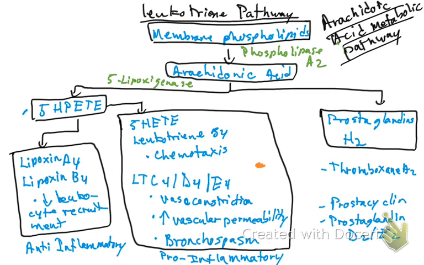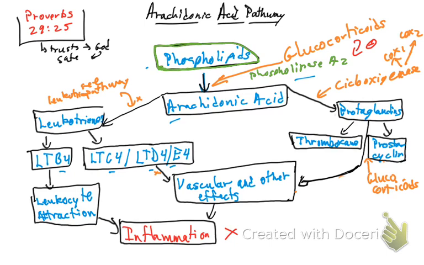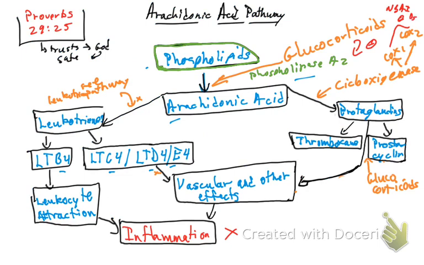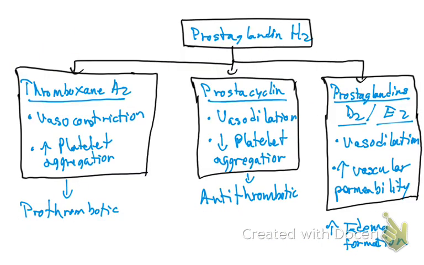Which are 5-HETE and the leukotrienes from before, C4, D4, and E4. Also, some examples of COX inhibitors: we have the NSAIDs, indomethacin and ibuprofen, which are going to inhibit both COX-1 and COX-2. And there is another that is going to inhibit just COX-2, which is called celecoxib.